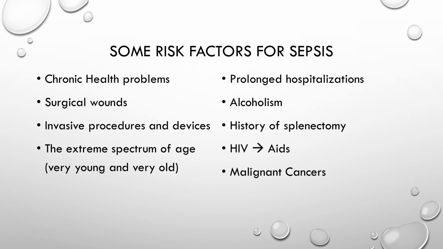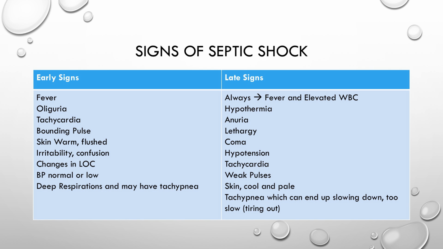Some risk factors for sepsis include chronic health problems, surgical wounds, invasive procedures and devices, extreme spectrum of age, such as very young, very old, prolonged hospitalizations, alcoholism, history of a splenectomy, patients with HIV leading to AIDS, and malignant cancers. Some signs of septic shock include early signs: fever, oliguria, tachycardia, bounding pulse, and so on. And then the late signs: you're always going to have fever and elevated white blood cell count, hypothermia, anuria, lethargy, coma, and the rest you see there.